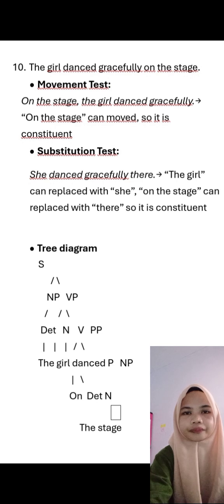Number 10. The girl danced gracefully on the stage. Movement test. On the stage, the girl danced gracefully. On the stage can move, so it is constituent. Substitution test. She danced gracefully there. The girl can replace with she. On the stage can replace with there, so it is constituent. And here the tree diagram.